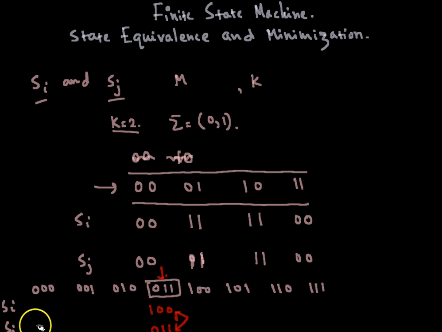Now if Si and Sj are 3 distinguishable, obviously they are 2 equivalent. Up to input string of length 2, we have checked that they are equivalent. Now for input string of length 3, we got that they are different.